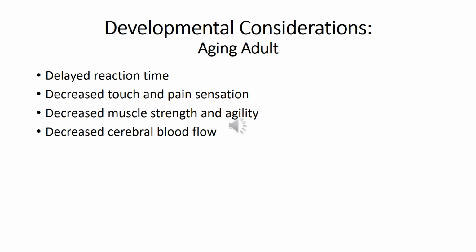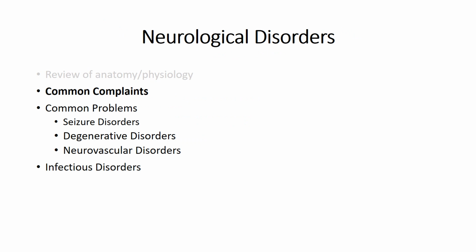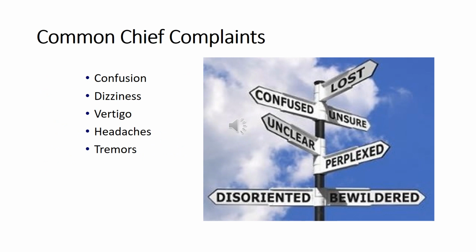In the aging adult, there are developmental considerations. These include delayed reaction time, decreased touch and pain sensation, decreased muscle strength and agility, and also decreased cerebral blood flow. Common chief complaints of neurological disorders are confusion, dizziness, vertigo, headaches, and tremors. Patients who present with these complaints need to be further evaluated.